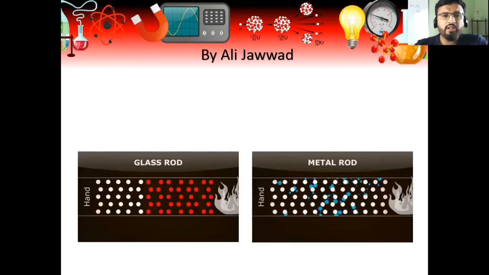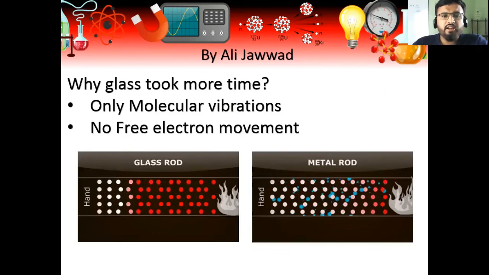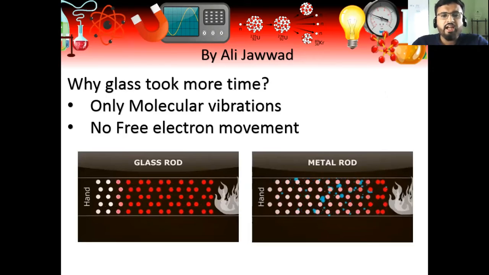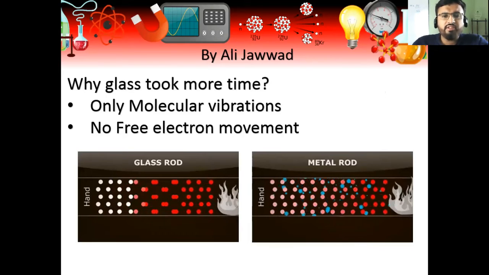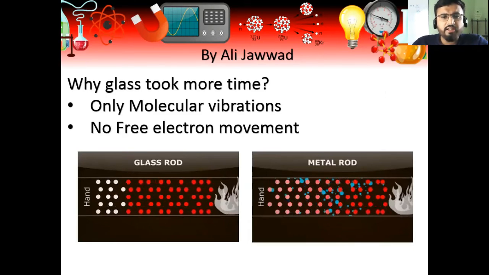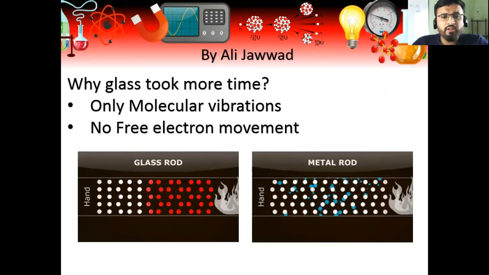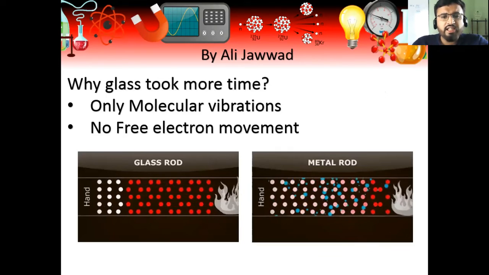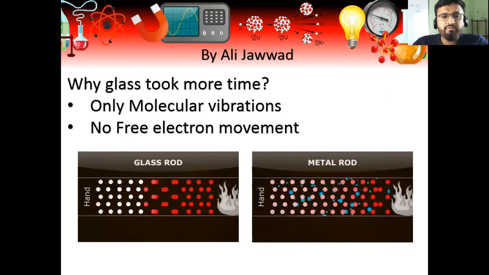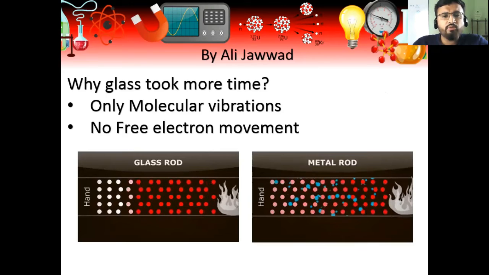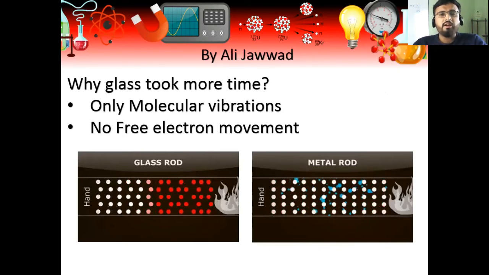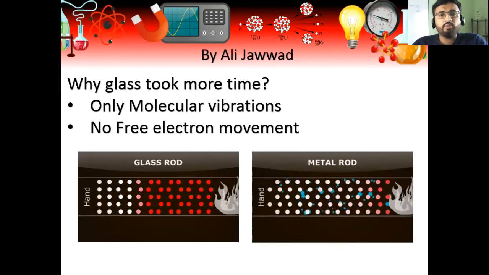The glass rod has fixed molecules and they vibrate to transfer heat from one point to another. As you can see in the figure on the left, the heat is being transferred from fire to hand by only the vibration of molecules, and that is why it is slow.